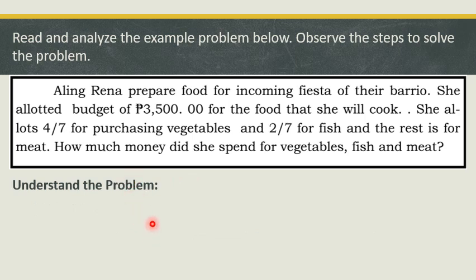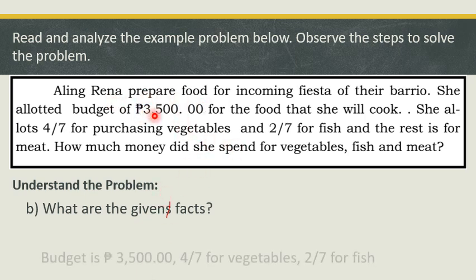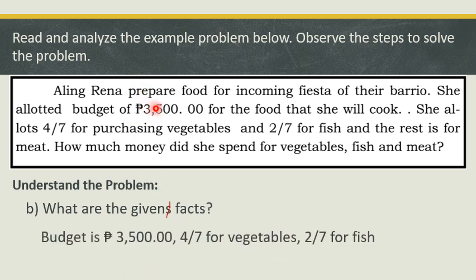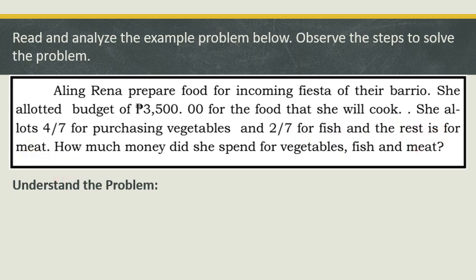Another step in understanding the problem is to know the given facts. So, given po ito, hindi givens. Okay? So, ano pa mga given dito? So, napakadami. So, yung budget daw is 3,500. 4/7 daw noon ay sa vegetables. 2/7 daw ay sa fish. Tapos, yung matitira is for the meat. Then, we will solve the hidden problem.